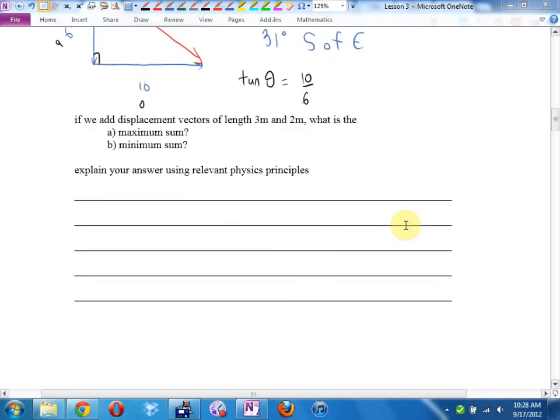If we add displacement vectors of length 3 meters and 2 meters, what's the maximum sum? What's the minimum sum? Explain your answer. Convince me. What is the maximum sum? 5? Is Vlad correct? Is he correct? Convince me.